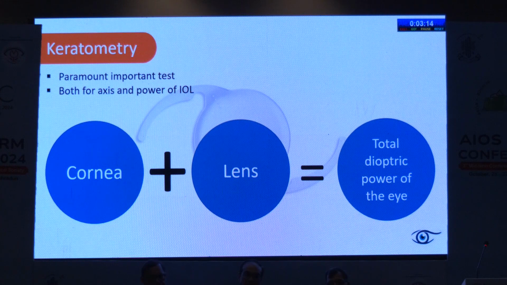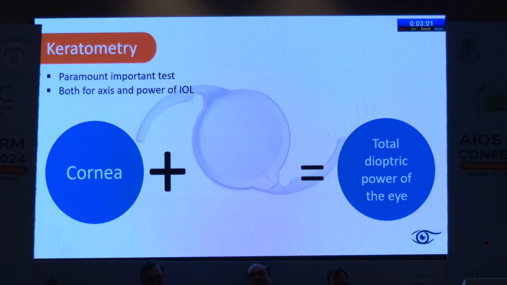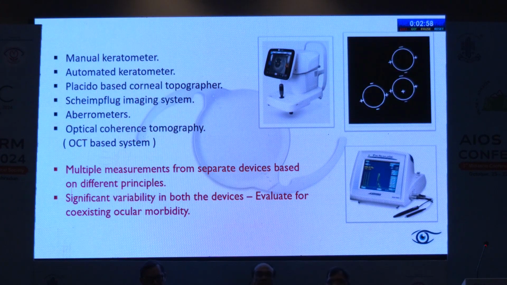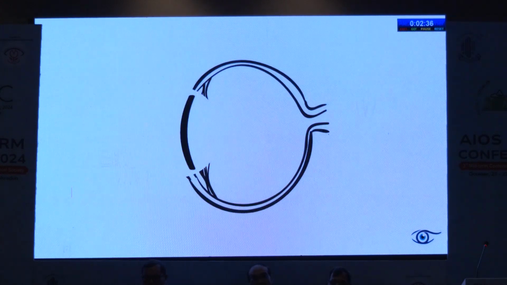So the first test for evaluation, after we have done the external examination and the fundoscopy, would be keratometry. We all know that total dioptric power of the eye is cornea plus the lens. Here the lens is the cataractous, so we need to know our anterior as well as our posterior corneal measurements. Multiple measurements should be done by separate devices based on different principles, and these could be manual keratometer, automated keratometer, placido-based corneal topographer, Scheimpflug imaging system, and OCT-based system. If there is any variability between the devices, we have to evaluate for coexisting ocular morbidity.